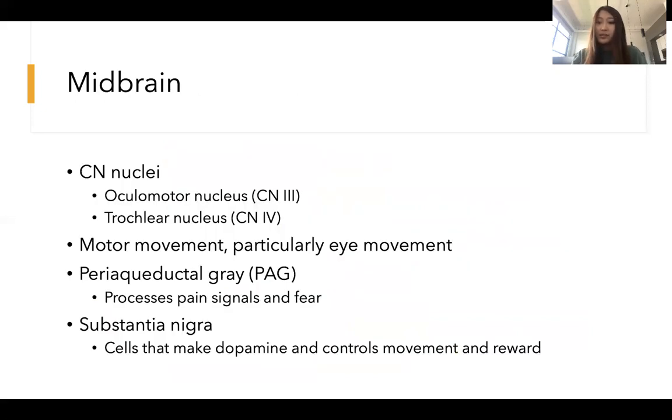So the midbrain has many functions. It houses the oculomotor nucleus for cranial nerve 3 and the trochlear nucleus for cranial nerve 4. It is important for motor movement, particularly eye movement. Some other main structures of the midbrain are the periaqueductal gray, which processes pain signals and fear, and the substantia nigra, which houses nerve cells that make dopamine and controls movement.